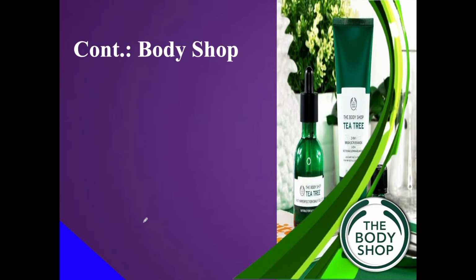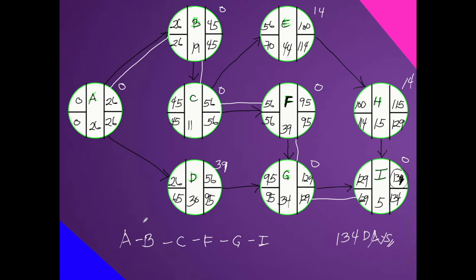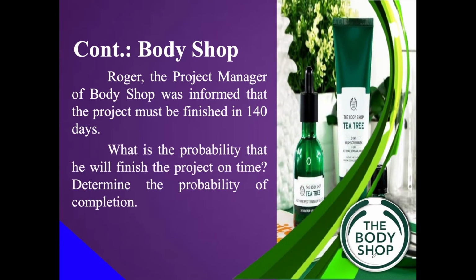Hindi siya problem kasi ang na-compute natin is actually 134, edi pasok, no? Hindi siya tulad nung problem sa previous discussion natin, nagkulang yung oras at kailangan nilang mag-rush. Ito, 134 matatapos based sa ating network, tapos kailangan daw nilang matapos within 140 days. Mukhang kaya naman. Ang tanong, what is the probability that he will finish the project on time?